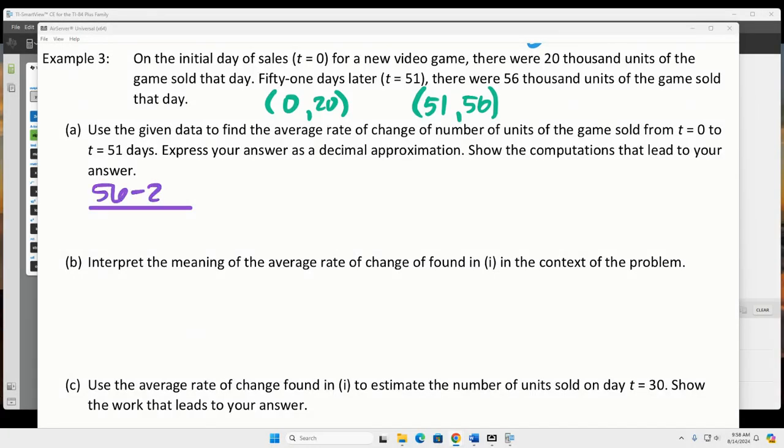56 minus 20, and the denominator is 51 minus 0. Okay, so on this question, you have to have a quotient. This is a perfect quotient. If you do 36 over 51, that is also a perfect quotient. If you do 56 minus 20 over 51, that is also a perfect quotient. But if you don't have a quotient, a little fraction that has something on the numerator and denominator, you don't get credit. All right, so type this in the calculator, please.